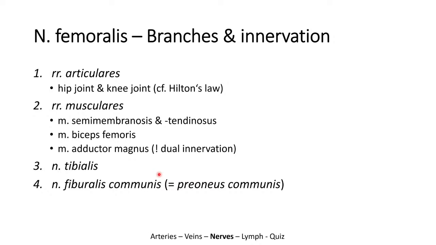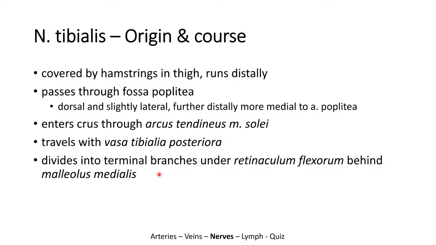Alright, because the tibial and fibular nerve are so important and also large, we will discuss them individually. So nervus tibialis passes through the fossa poplitea, just like the common fibular nerve as well. First slightly lateral, and later it is actually more medial to the popliteal artery. And then it will enter the lower leg, the crus, through the arcus tendineus musculi solei. Yeah, so it will then be running below musculus soleus and travel together with vasa tibialia posteriora.